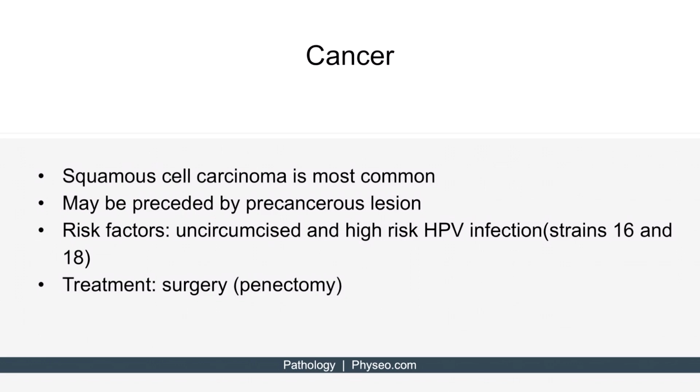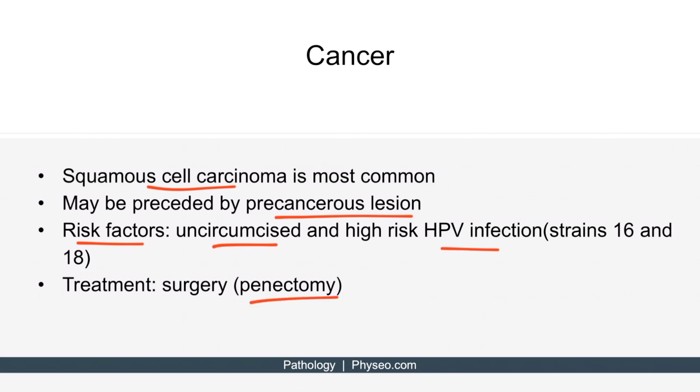Cancer of the penis is rare, but is most commonly caused by squamous cell carcinoma. It may be preceded by precancerous lesions that can be treated if caught early. There are a few risk factors, one being uncircumcised. Another is high-risk HPV infection, specifically strains 16 and 18. Although HPV more often causes head and neck cancers in men, it can contribute to penile cancer in some cases. Luckily, these strains are included in the HPV vaccine. Finally, treatment for penile cancer is surgical removal with penectomy.